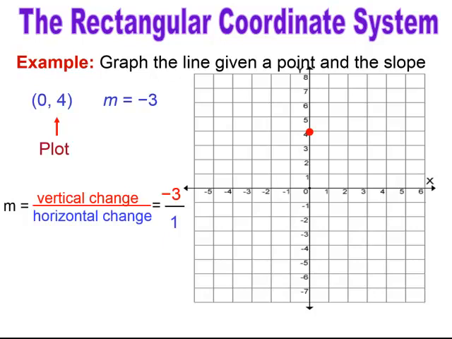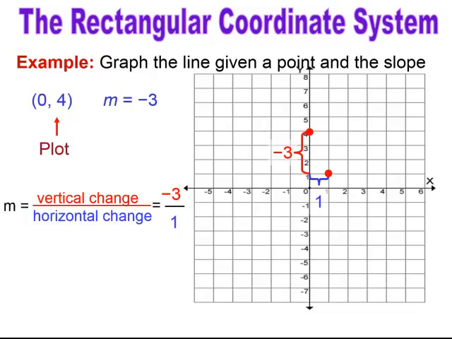Now when you have a negative slope, you always want to move down along the y-axis to represent that it's negative, and you always move to the right for the horizontal change. So in this case, I'm going from where the point was plotted, and I'm going to just count down 3 for my vertical change, and then I'm going to count from that spot over my horizontal change, which is 1, and then I'm going to plot my second point.